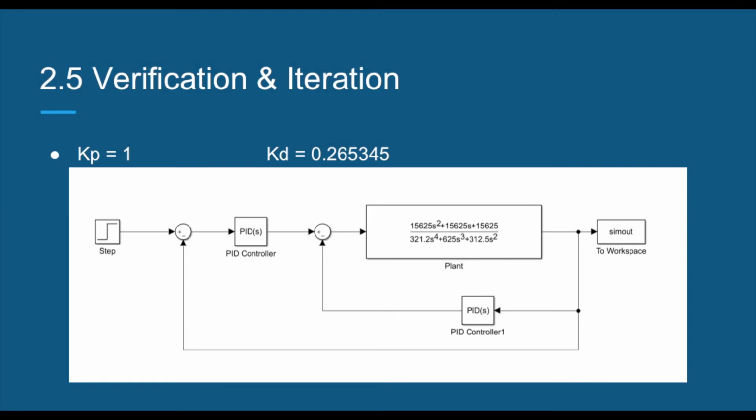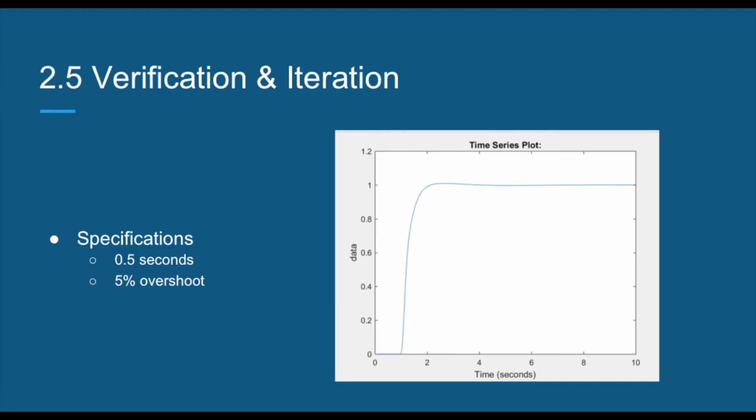Here you can see the Simulink block diagram of the system with a PD controller. With the closed loop specifications and SISO tool, we found a KP value of 1 and a KD value of 0.265. From the previous Simulink block diagram, the step response on screen was obtained. This plot shows that the system meets the desired specifications.